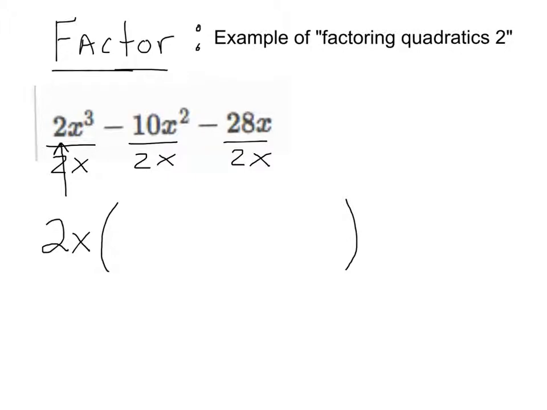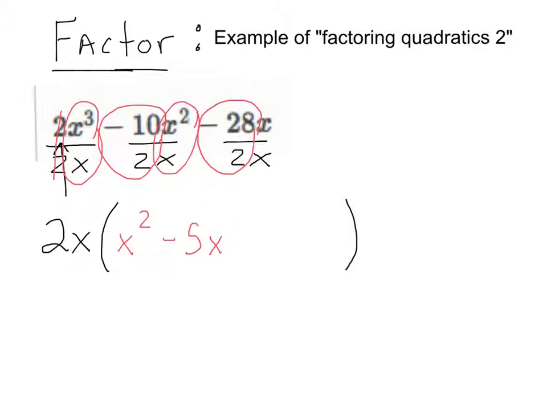So in this first term, 2 divided by 2 is 1, and x cubed divided by x is just x squared. Now here I've got negative 10 divided by 2, which is negative 5, and x squared divided by x is just x. And here I have negative 28 divided by 2, which is negative 14, and x divided by x cancels out.